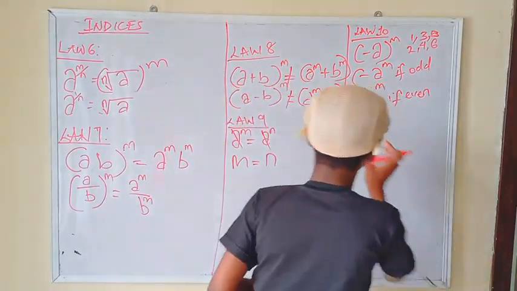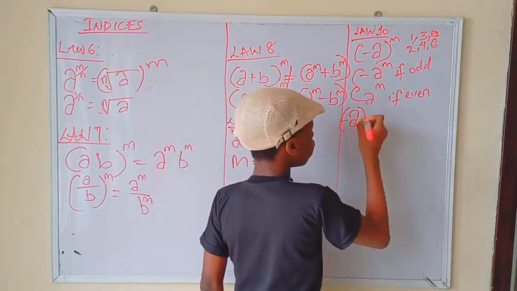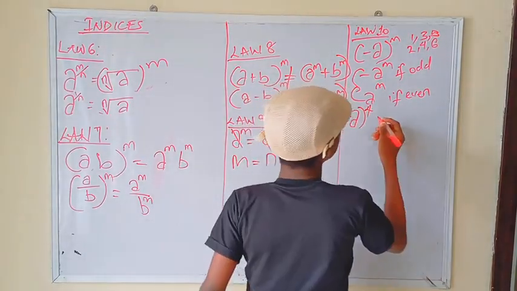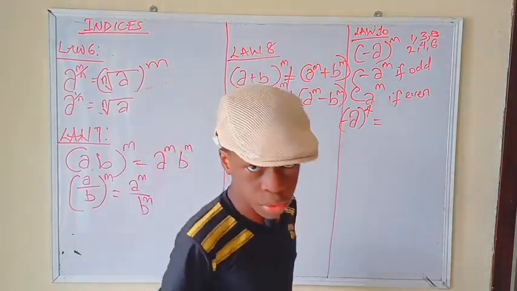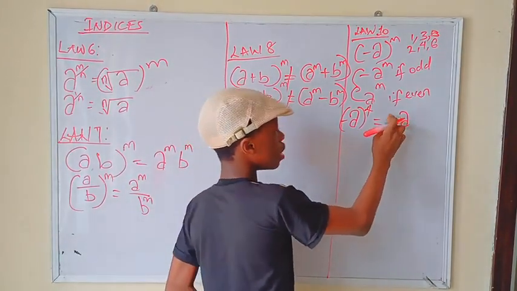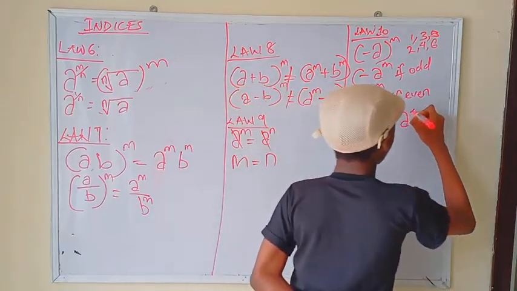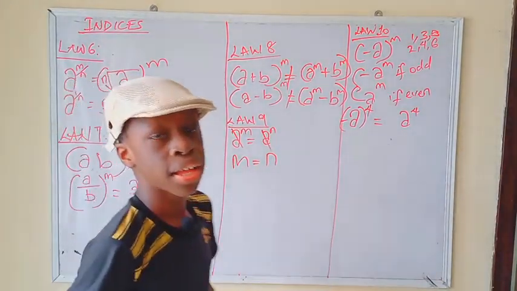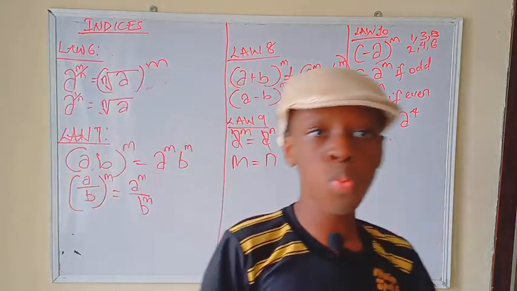Let's move over to another example of this law. (Minus a) raised to the power of 4. So what do we do? My 4 is an even number. So, instead of writing minus a, we write positive a raised to the power of 4, because it is an even number. Now, these are all the laws ranging from law 1 to law 10.